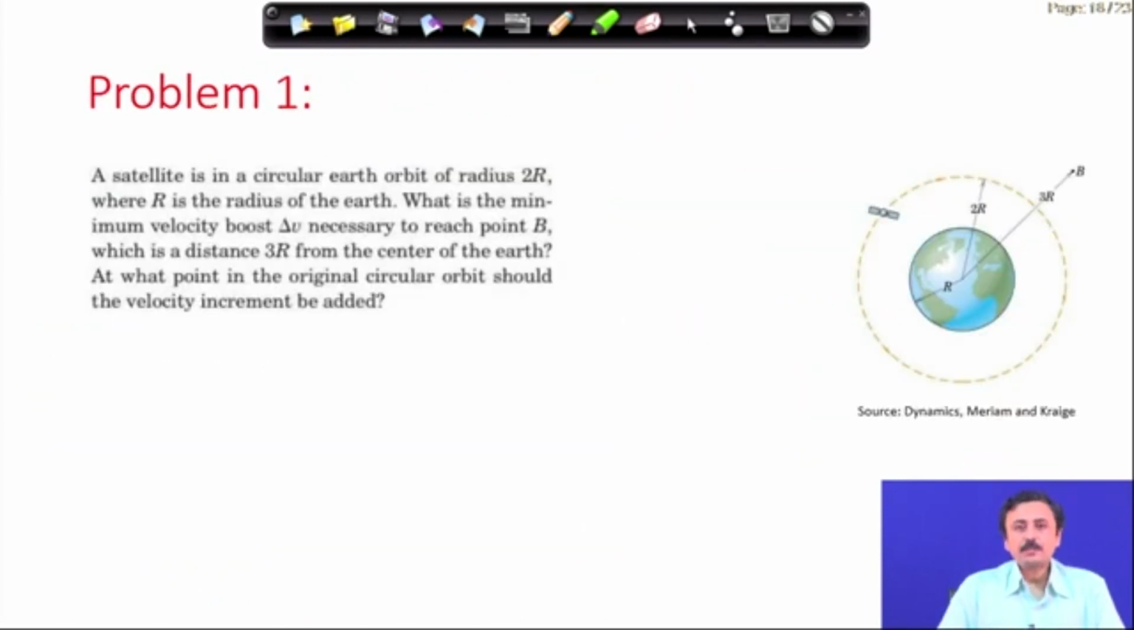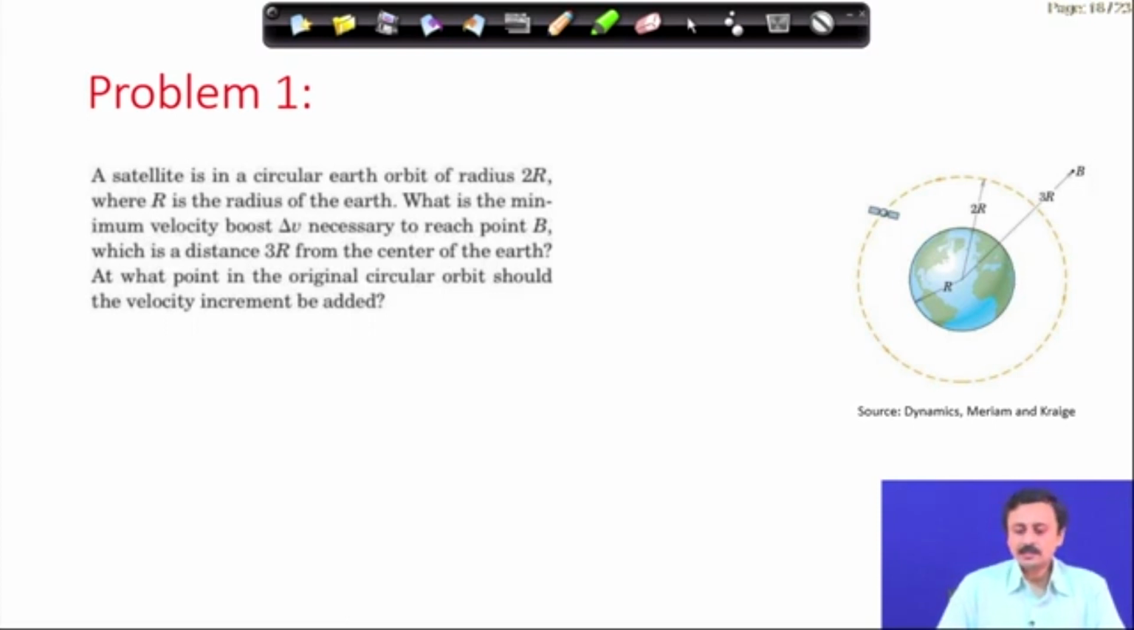We start off with this problem, which is taken from the book of Meriam and Craig. A satellite is in a circular earth orbit of radius 2r as shown, where r is the radius of the earth. What is the minimum velocity boost delta v necessary to reach point B? You can see the point B has been marked, which is at a distance of 3r from the center of the earth. At what point in the original circular orbit should the velocity increment be added?